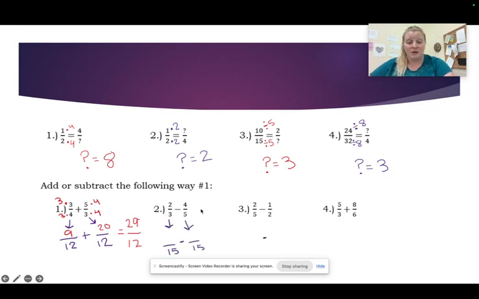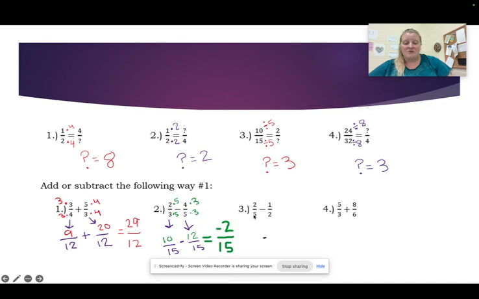Number 2. 3 and 5 are both factors of 15, so that's your common denominator. To get 3 and 5 to become 15, I have to multiply by 5 and multiply by 3. So my new numerators are 10 and 12. If I do 10 minus 12, I'm going to get -2, so the answer is -2/15.